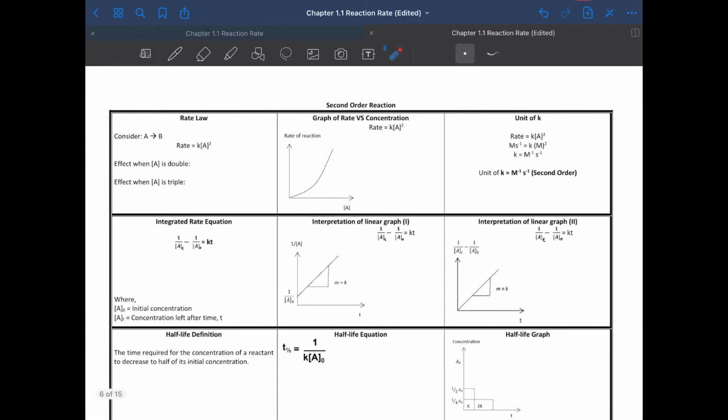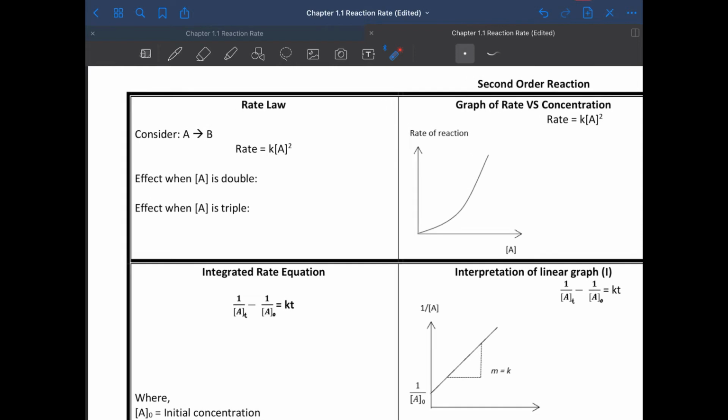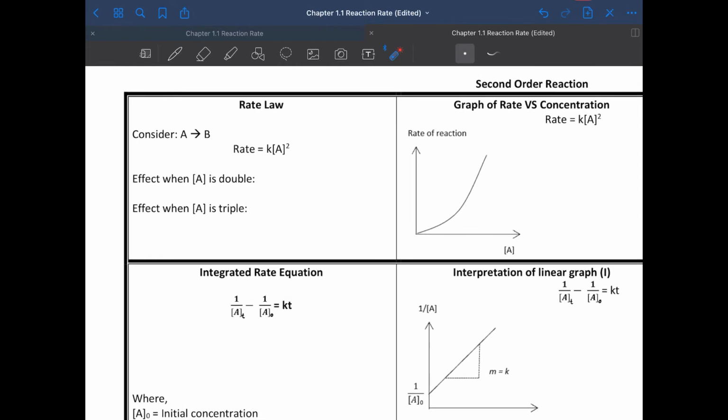Next, let us proceed to second order. Okay. So, untuk second order sama juga, the rate law adalah rate equal to K concentration A squared. Okay, so squared ni sebab ini second order lah. Saya nak bagi example for second order. So, what happened to the rate of reaction when the concentration A is double?